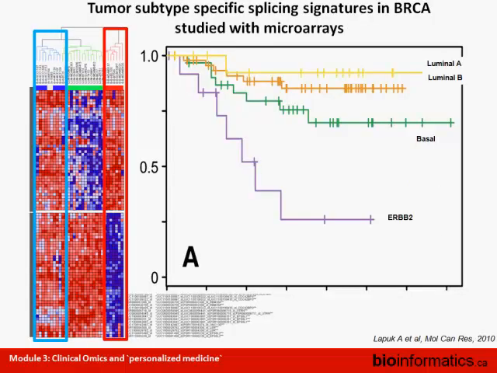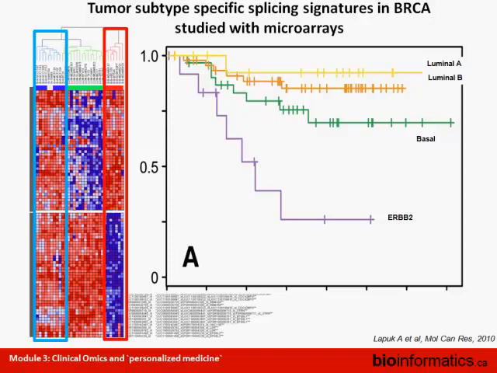Okay, so this slide shows a molecular profiling of subtypes of breast cancer using microarrays, and that was a splice-sensitive microarray platform. This was a study that I was doing back in California in LBNL, and it was recently published in Molecular Cancer Research. So in breast cancer, we have a number of subtypes, which are called ERBB2, basal, and luminal A and luminal B, which show different survival experience.